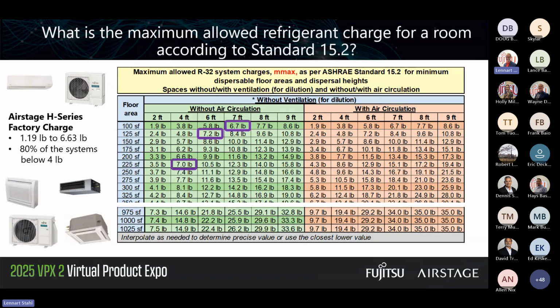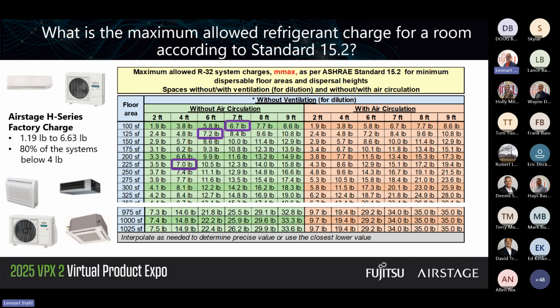The factory charge obviously has a limit in how long piping lengths you can have, but Wayne is going to discuss that also in a few slides. But when I take a look at this, I circled 6.7 pounds. It's telling me that any of those H-series systems, keeping to the factory charge, can be installed in a 100 square foot room with a 7-foot dispersal height. And 100 square feet, that's a standard, small bedroom, according to Google. So you're good if the dispersal height is 7 feet.